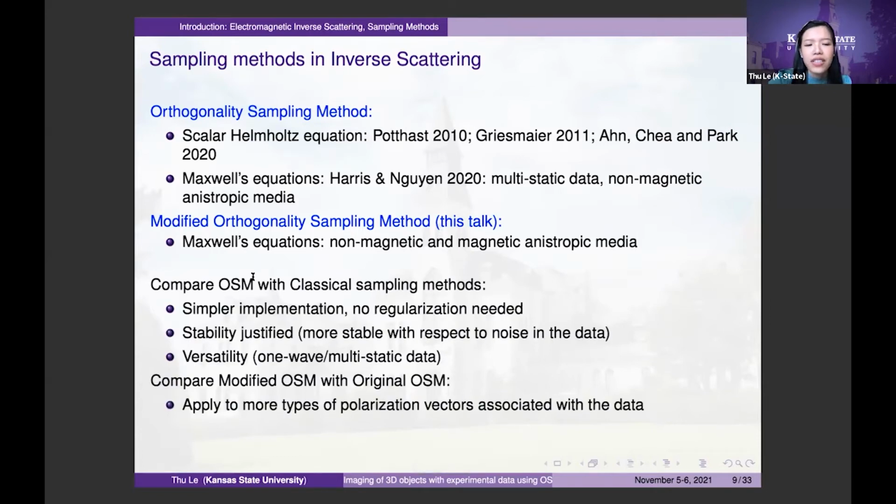So let's compare a little bit the OSM, the orthogonality sampling method, with classical sampling methods. First, it is simpler to implement because we don't have to regularize the ill-posed inverse problem. Second, it is stable with respect to noisy data, and it's versatile, so we can use either one wave or multi-static data. And comparing the modified version with the original version of OSM, the modified version is more applicable to different types of polarization vectors associated with the data.